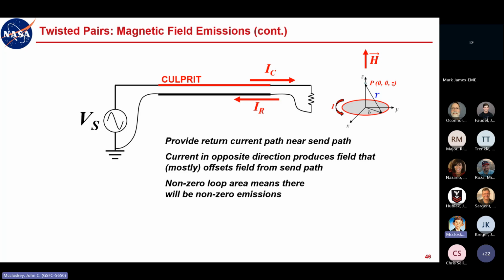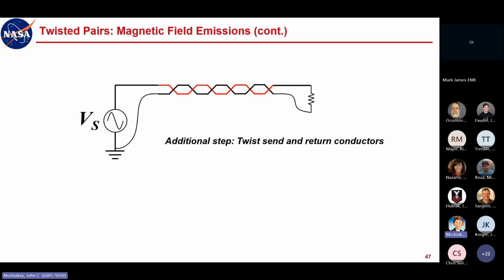So what's an additional step that we can take here? And don't anybody look at the subject line for a hint. That's exactly correct. Whoever didn't, say it out loud. Twist the pairs, twist the send and return conductors together. If I give this presentation again, I'll remove the hint from the subject line, but there we are. It's to be consistent with my list of topics, because it says twisted pairs.